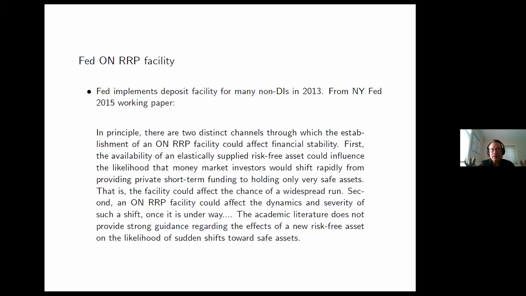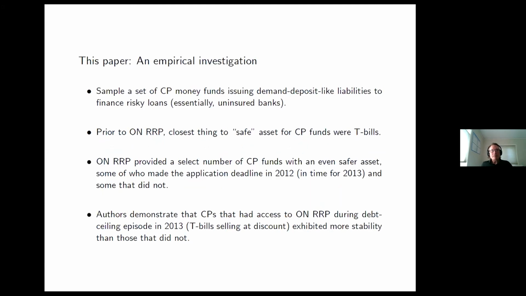Well, I think this is exactly where this paper makes a very nice contribution. It provides an answer to this concluding statement by the New York Fed. So the paper is essentially, the way I read it, an empirical investigation. The authors take a set of commercial paper money funds that issue demand deposit liabilities to finance risky loans. So they're essentially uninsured banks. And prior to the availability of this facility, the closest thing to a safe asset for these funds was T-bills, which normally we think of as pretty safe, but evidently not as safe as many of us think in all contingencies.